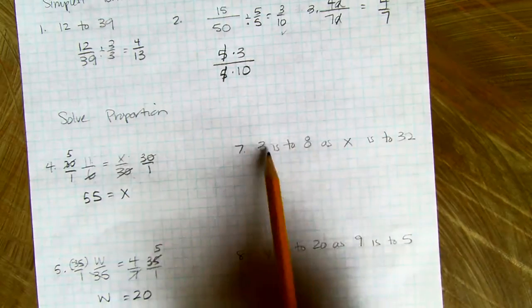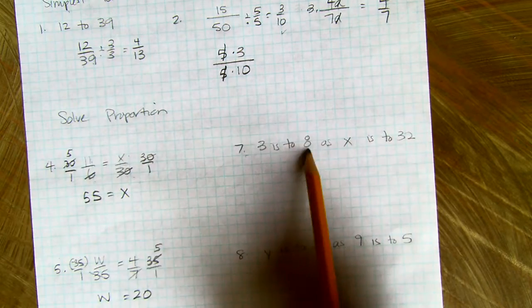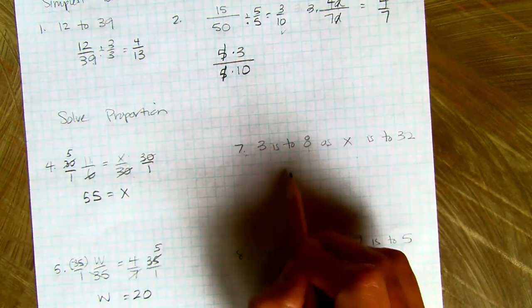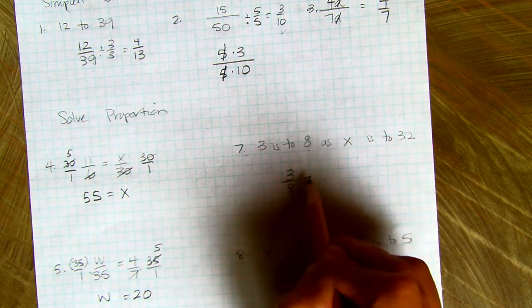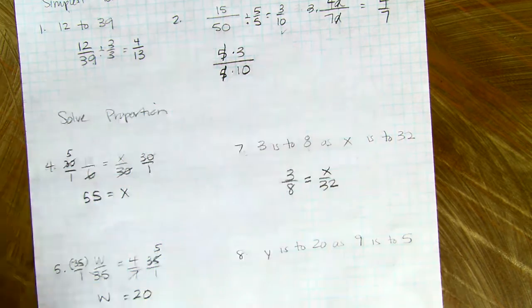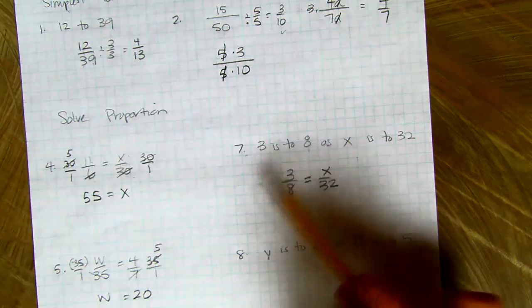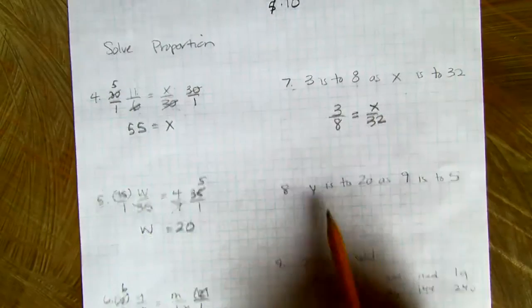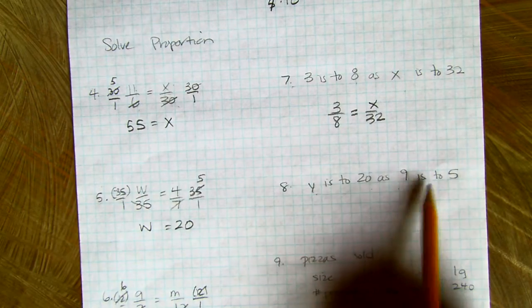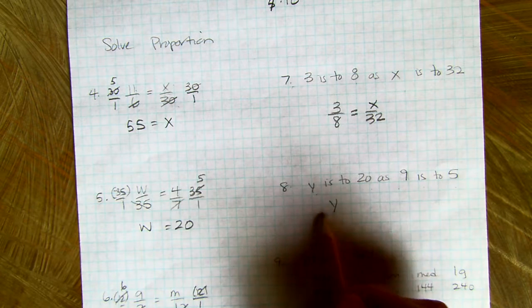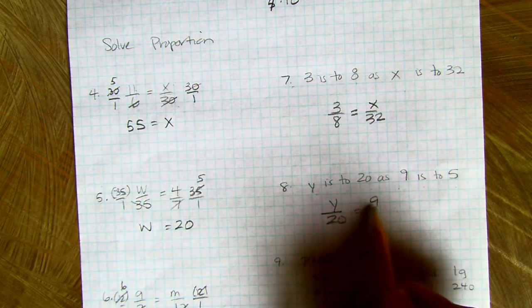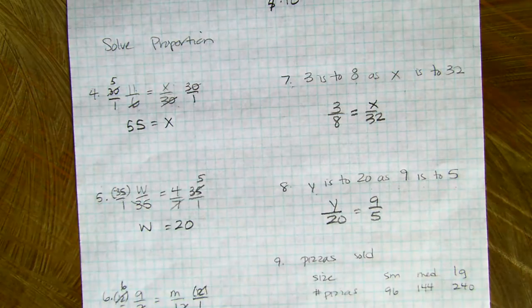And just be comfortable with the verbal statement. 3 is to 8 as x is to 32. Well, how would I write that? 3 is to 8 as x is to 32. And then go ahead and solve that. Y is to 20 as 9 is to 5.